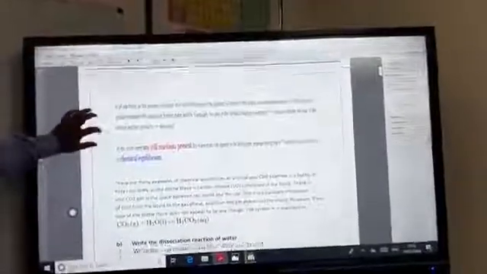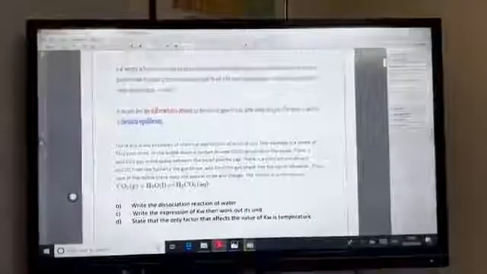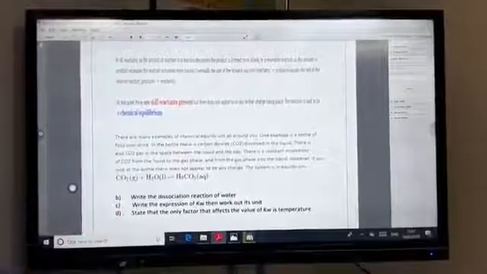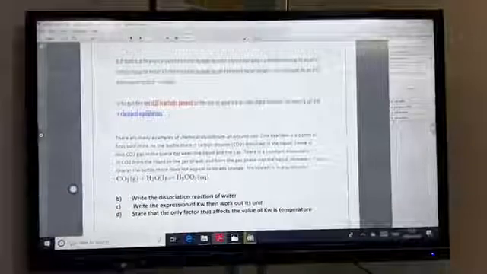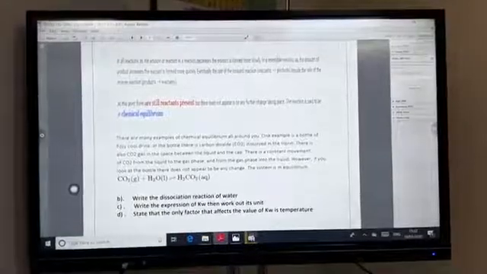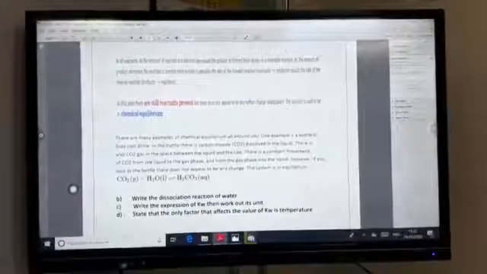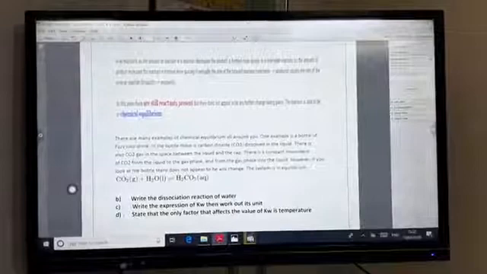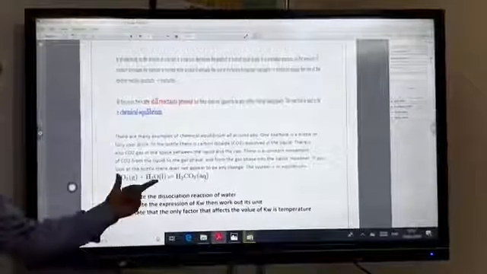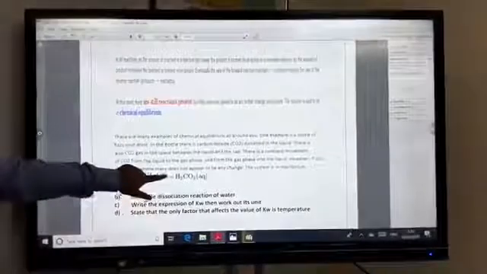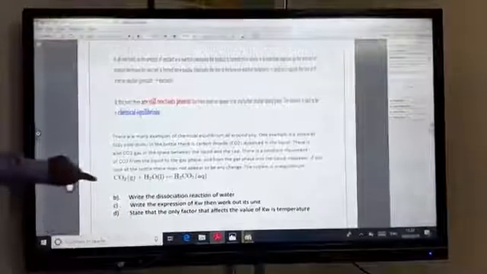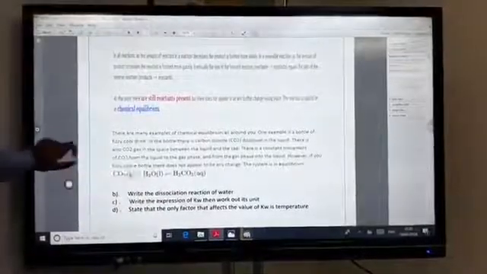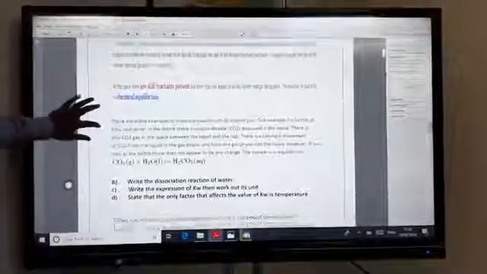Then we have more explanation about the equilibrium. Let's take one example: carbon dioxide reacts with a water molecule, and it will produce carbonic acid, H2CO3. There are many examples, but we will take only one. This reversible arrow means the reaction is going forward and backward both ways.